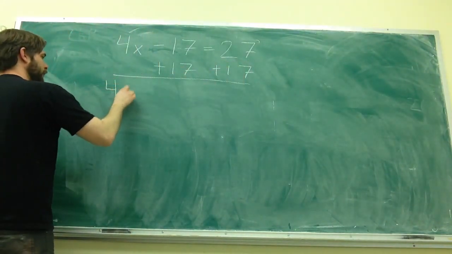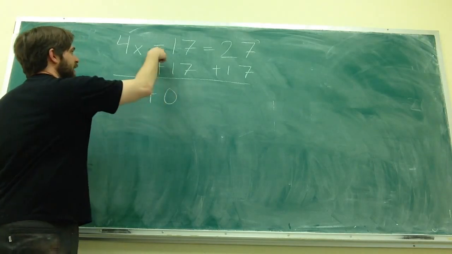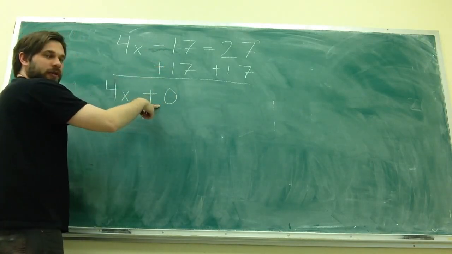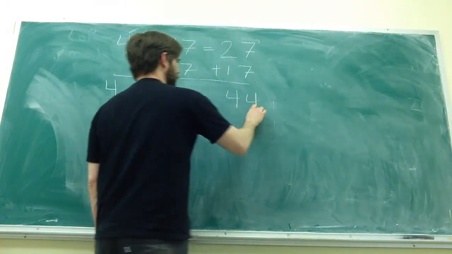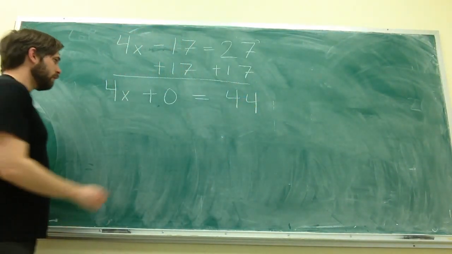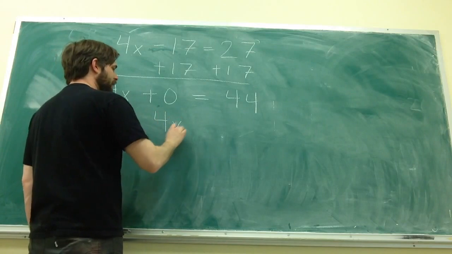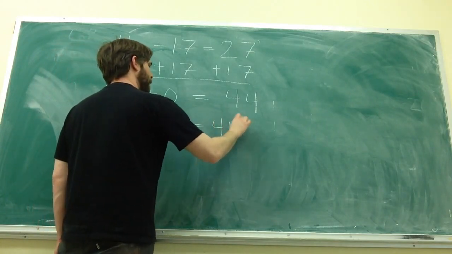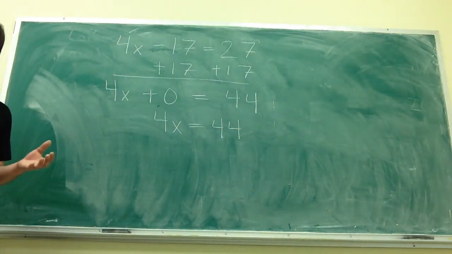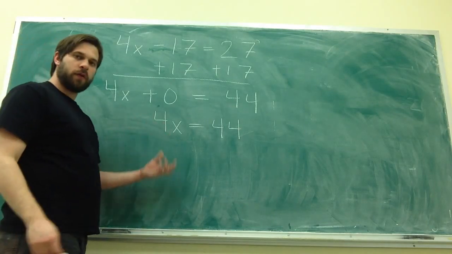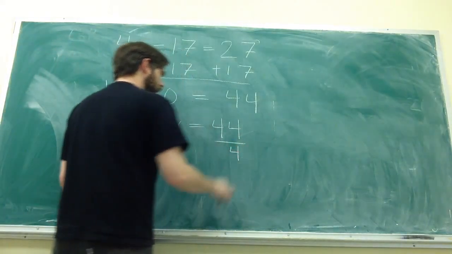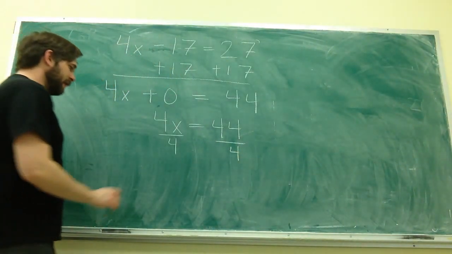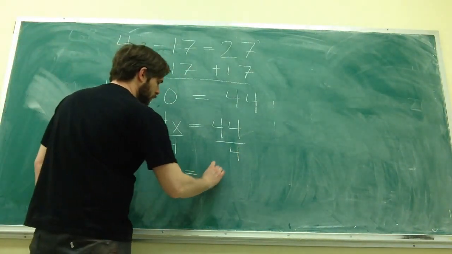Showing a little too much detail, negative 17 plus 17 is 0, and the right side equals 44. So now we have 4x equals 44. To get x by itself now, we divide by this coefficient, divide by this 4, and we get x equals 11.